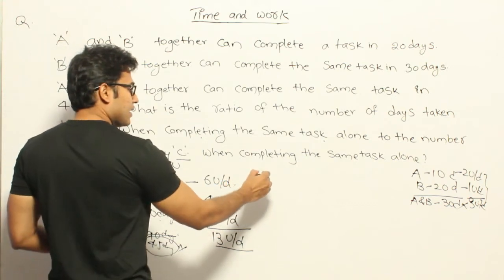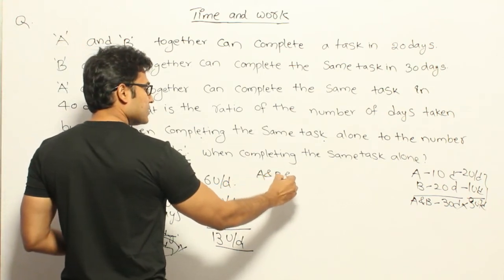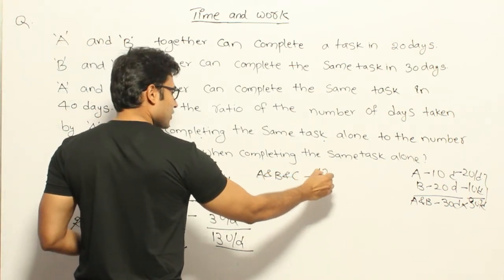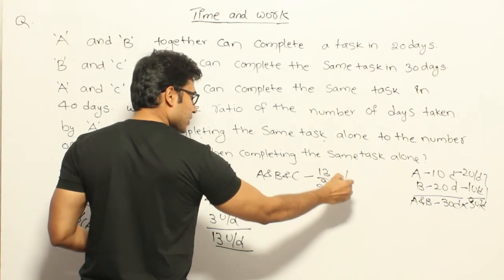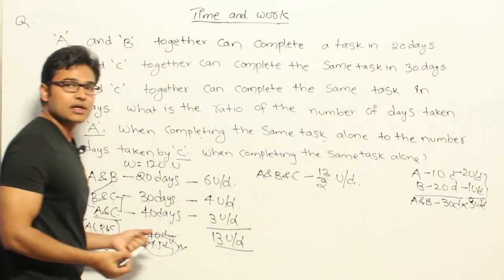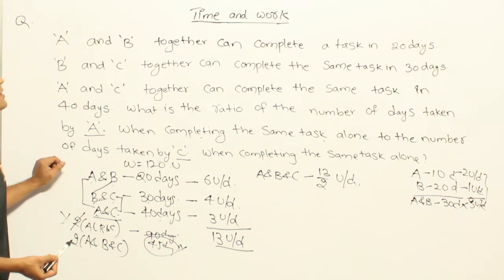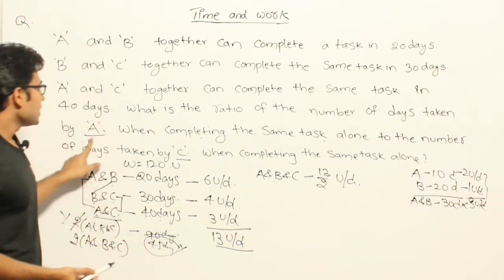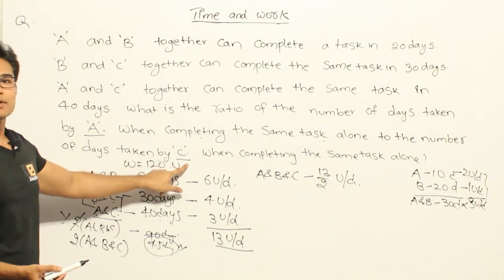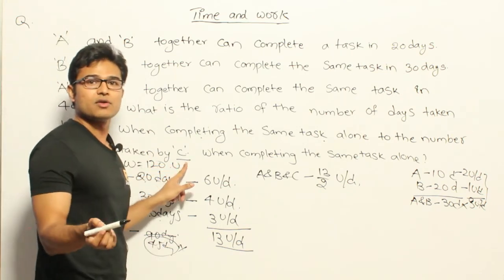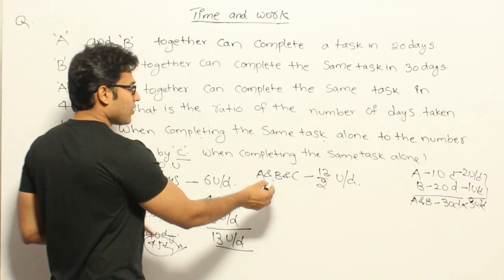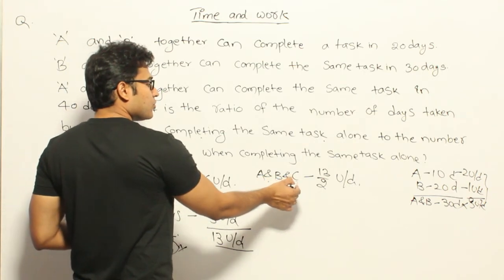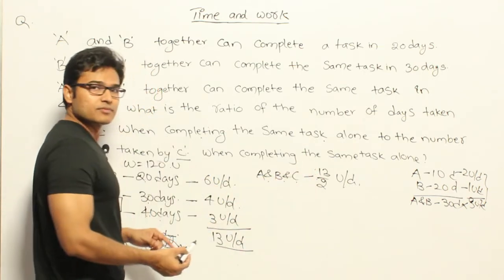Therefore A and B and C, their combined rate is going to be 13 by 2 units per day. Are you able to get this? Okay. Now what is it they are asking? They are trying to ask the number of days taken by A to the number of days taken by C. I told you that it can be found out by finding the rate of A and rate of C. Now we know that all of them put together rate is 13 by 2, right?